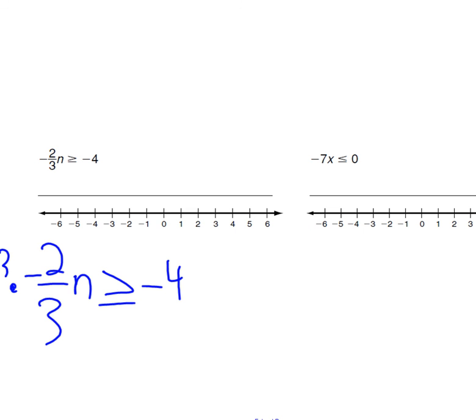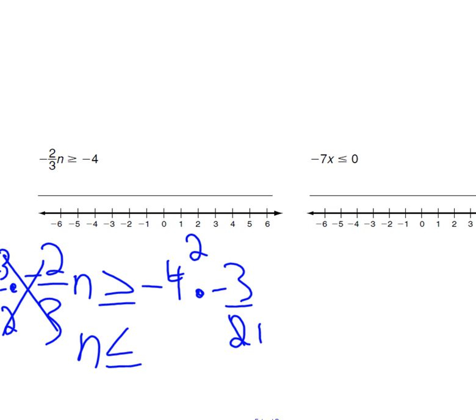So to get rid of multiplying by 2/3, we'd multiply by the reciprocal. So we do the same thing on the other side. So we get n. Since we multiplied by a negative, we flip the sign. We can simplify 4 and 2. So we get negative 2 times negative 3, which is positive 6. There you go.